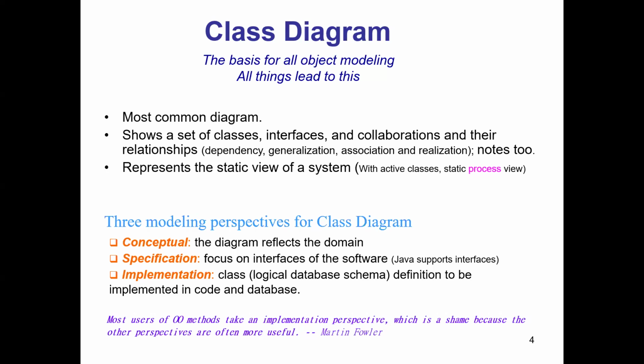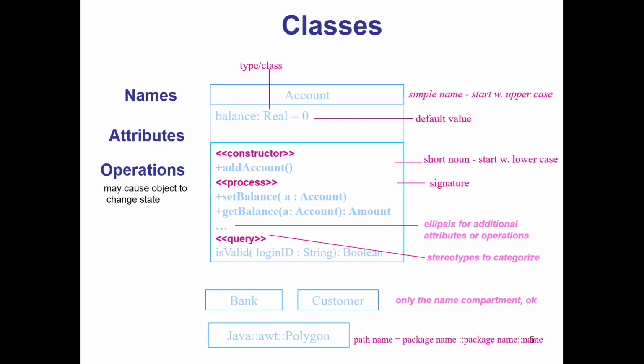So, a class diagram. The classes are broken down into classes, interfaces, and collaborations and relationships. We will look at each one practically very soon. But the class is broken down into three structures. We've seen this. First structure, the name of the class. So we have the square, then we have the name of the class.